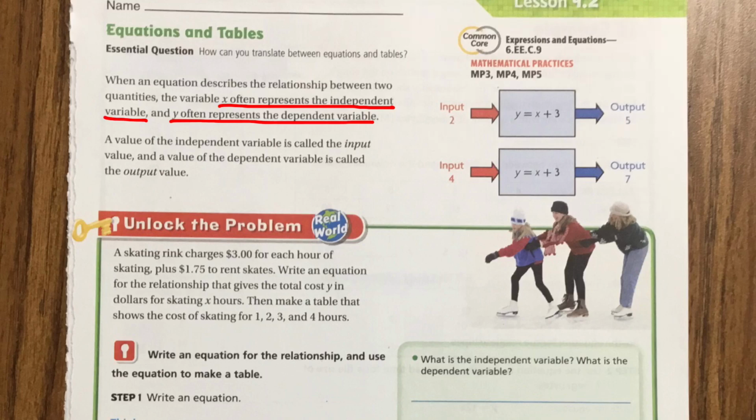What's a dependent variable again? The answer or total. Okay? So usually you're going to have equals and then y after it. And then the x will be in the equation. Okay? Alright, so let's read the next thing.